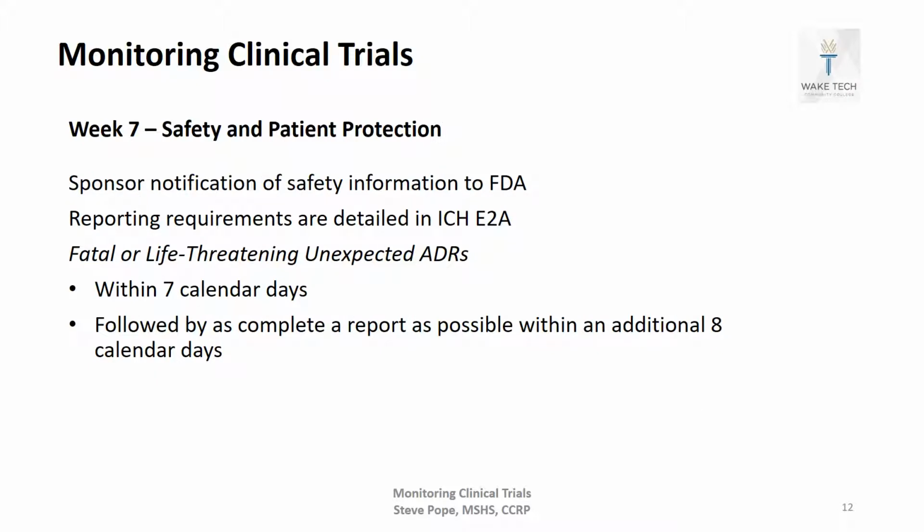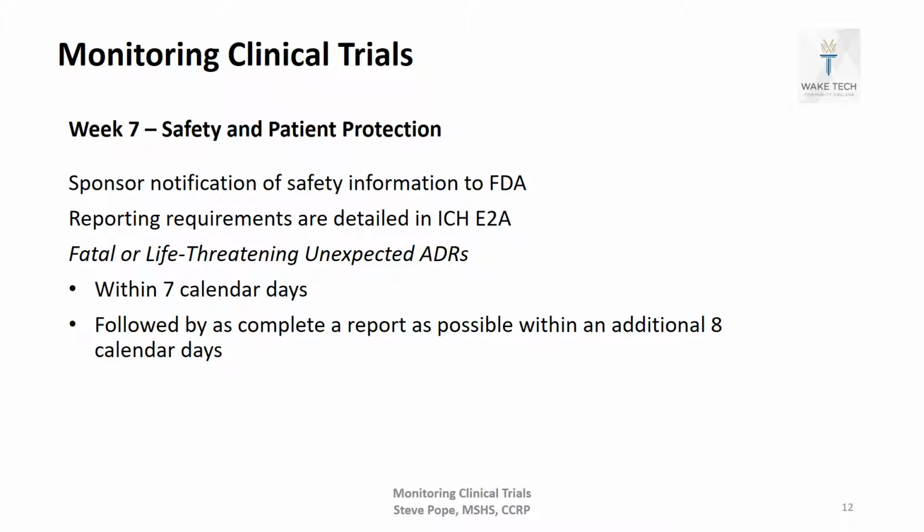So let's look at the sponsor notification of safety information to the FDA. These reporting requirements are detailed in ICH E2A. So we have fatal or life-threatening unexpected ADRs, or adverse drug reactions. These need to be reported within 7 calendar days. Now this is the sponsor reporting this to the FDA. These will be followed by as complete a report as possible within an additional 8 calendar days. So that would bring us out to day 15.